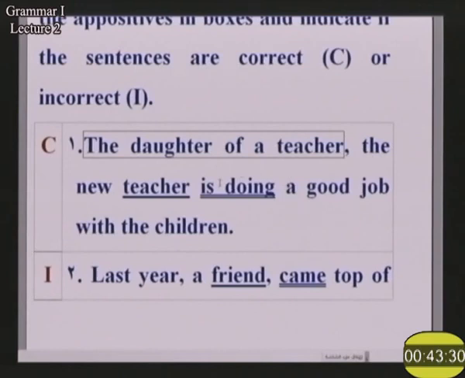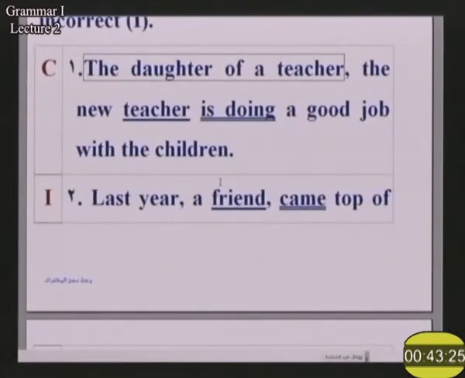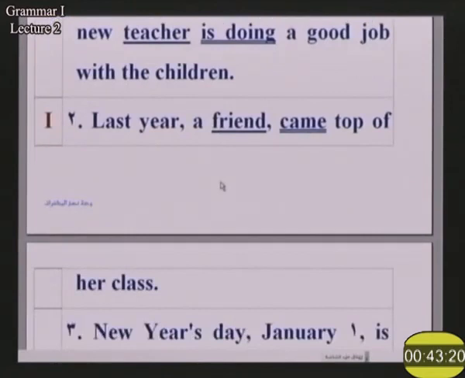طيب تعالوا نشوف الجملة اللي بعد كده. Last year a friend separated by two commas came top of her class. الجملة دي غلط. عارفين ليه؟ عشان حاجة واحدة بس. Subjects are not separated from the verbs by a comma. What is separated by a comma is the appositive but not the subject. الجملة دي عشان تبقى صح كان لازم تقول last year a friend came top of her class. لكن ما دام عندي هنا كوما يعني just the introduction of the comma makes the sentence wrong.